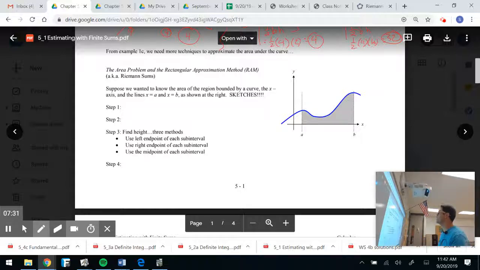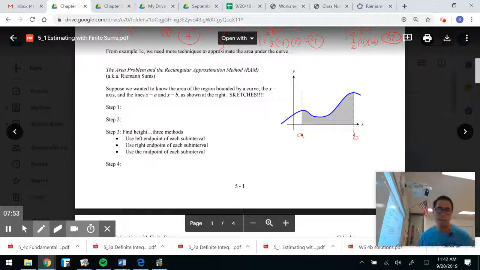Okay. The area problem and the rectangular approximation method. So let's try to use some rectangles. Maybe that might help us out a little bit. Suppose we wanted to know the area of the region bounded by a curve, the x-axis, and x equals a to x equals b. Okay, so we have this region. It's kind of shaded in right there.